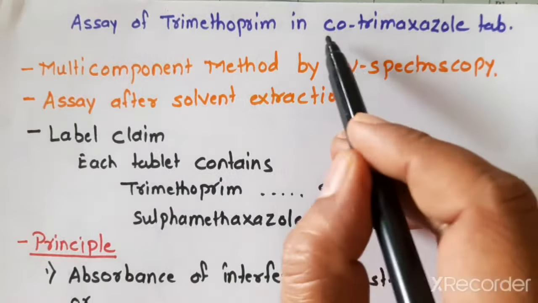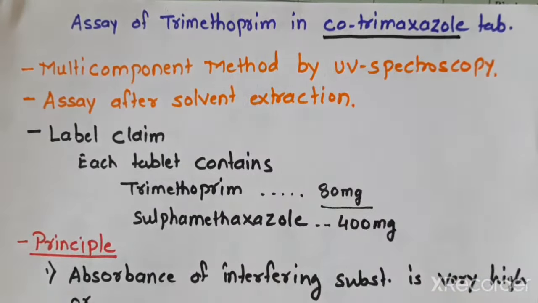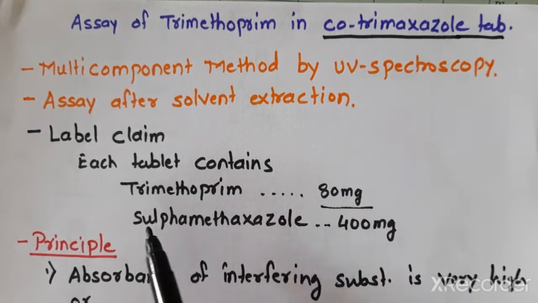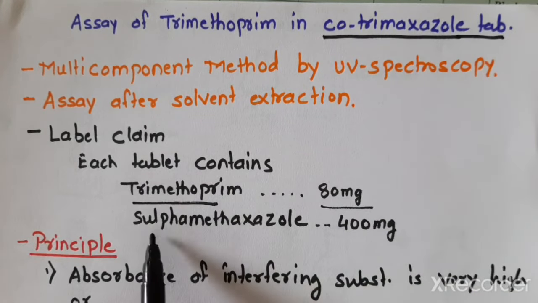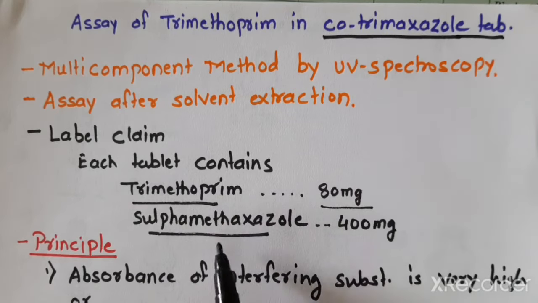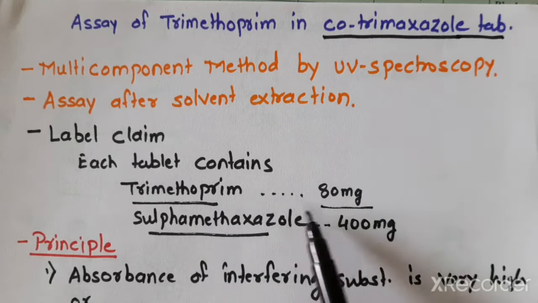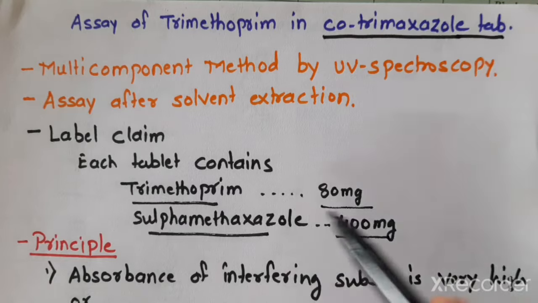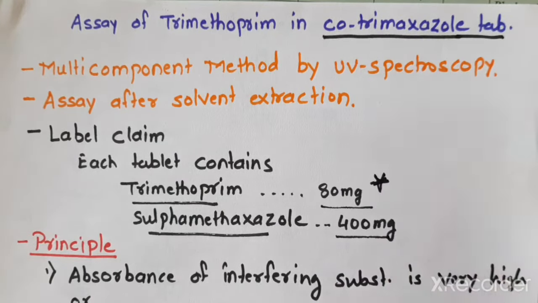Today we will be using Co-trimoxazole tablet, and this tablet contains two drugs. One is trimethoprim, another one is sulfamethoxazole. In each tablet, this is the label claim: each tablet contains trimethoprim 80 mg and sulfamethoxazole 400 mg. Our aim is only to find out the concentration of trimethoprim.